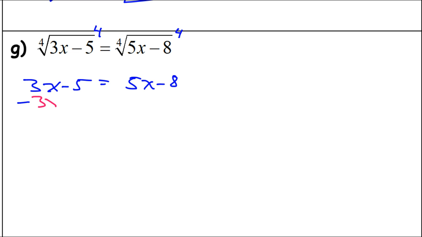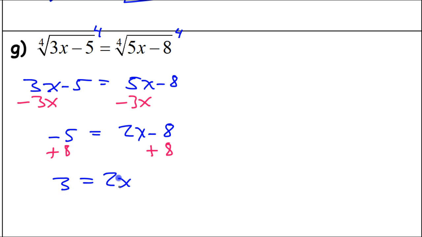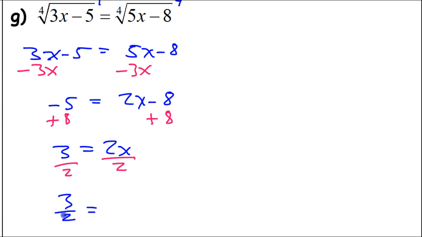So then I would subtract 3x from both sides. So that's going to give me negative 5 is equal to 2x minus 8. So adding 8 on both sides, that's going to give me 3 is equal to 2x. And then I'll divide both sides by 2. So I get x is equal to 3 over 2.